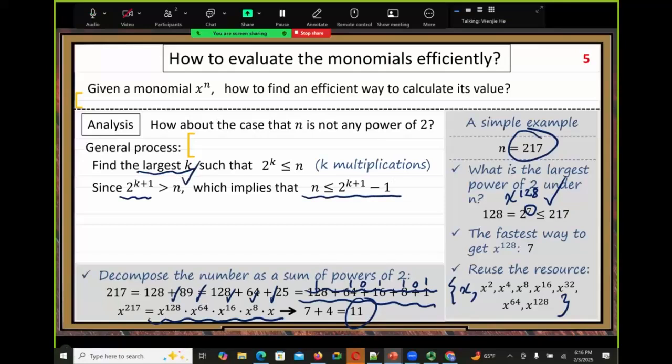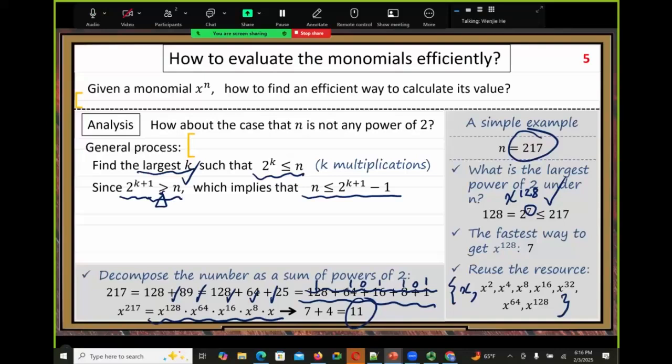Yes, because we assume 2 to the k is the largest power of 2 less than or equal to n. So when you do another k plus 1, it will be strictly greater than n. Otherwise, k won't be the largest, right? You would have a larger power of 2 less than or equal to n. So you agree this inequality is correct, but 2 to the k plus 1 is strictly greater than n, right?